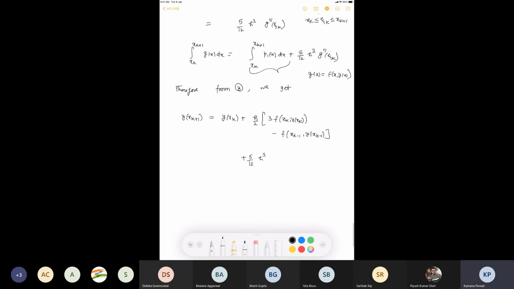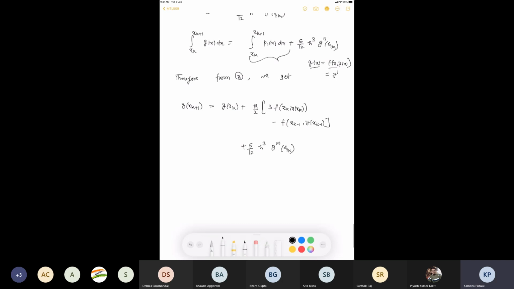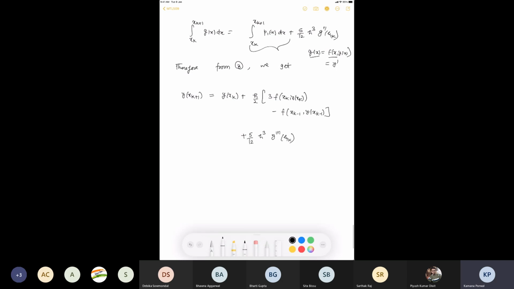So g, if you try to see, g is f, right? And f is y prime. So the double derivative of g means that we are going to get the third derivative of y at some point. Okay, so this is what we have got.